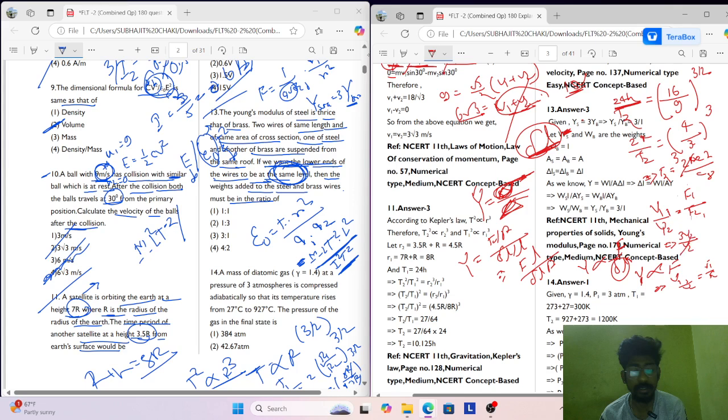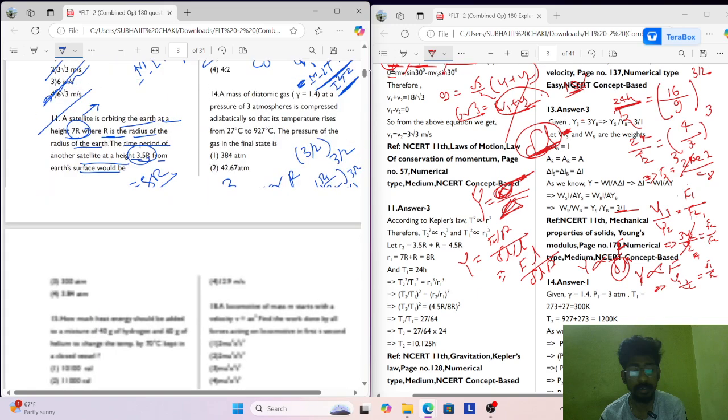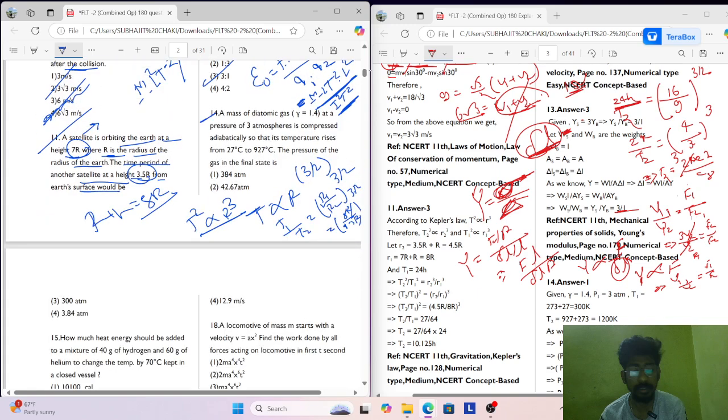Y2 will cancel out. So the ratio of the forces, that is the weights in the steel and the brass, will be what? It will be 3 by 1. That means 3 is to 1 will be our ratio. The ratio is simple.